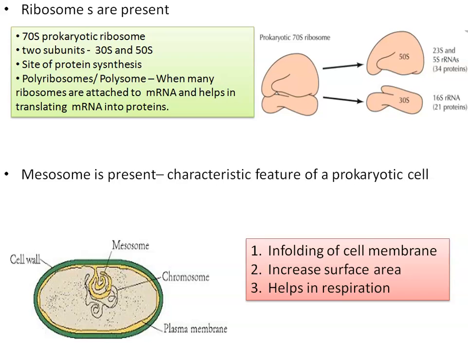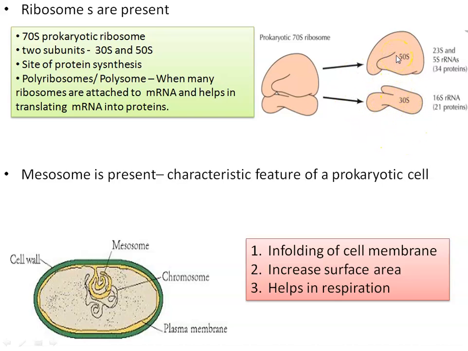Now come to ribosomes. Ribosomes are cell organelles which are present in both eukaryotic cells and prokaryotic cells. The only difference is that the type present in prokaryotic cells is known as 70S type, and the type present in eukaryotic cells is called 80S type. That we will do later. So what is the 70S type prokaryotic ribosome? The 70S ribosome has two subunits. The larger subunit is called 50S and the smaller subunit is known as 30S.